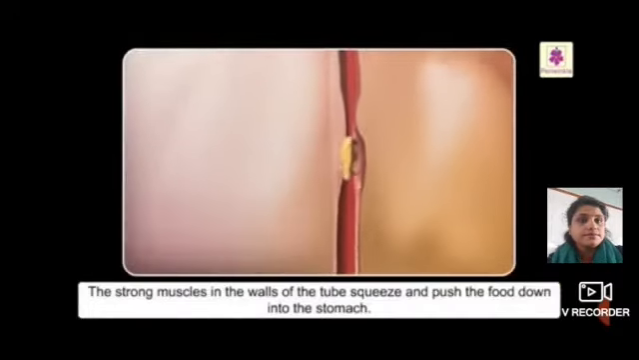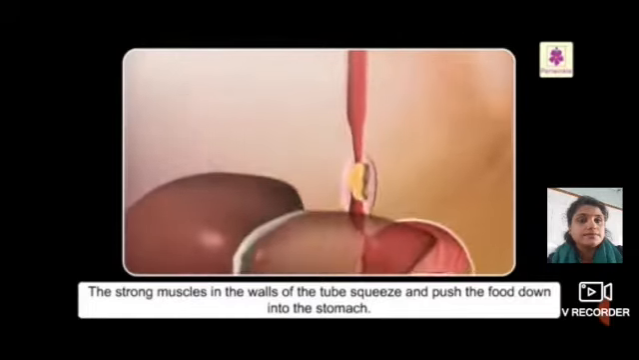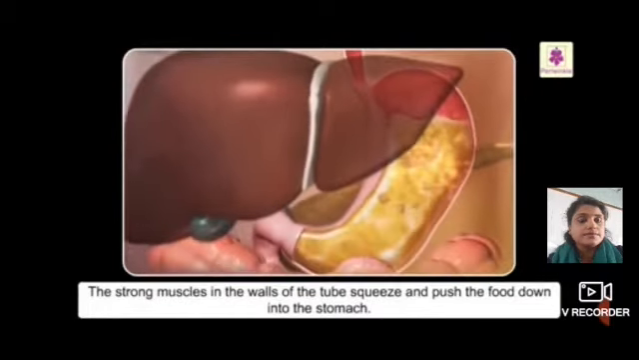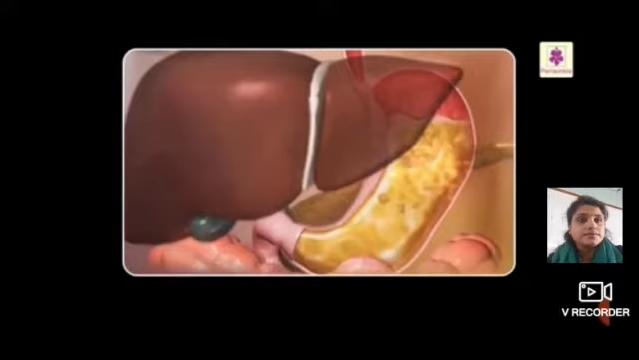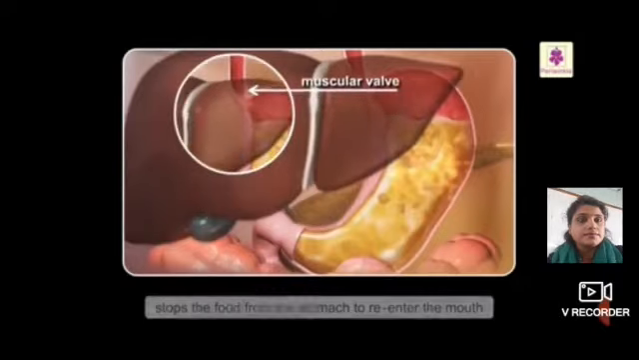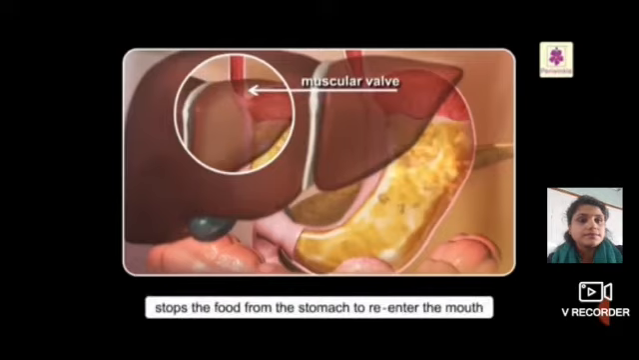The strong muscles in the walls of this tube squeeze and push the food down into the stomach. It has a muscular valve towards the bottom which stops the food from the stomach from re-entering the mouth.